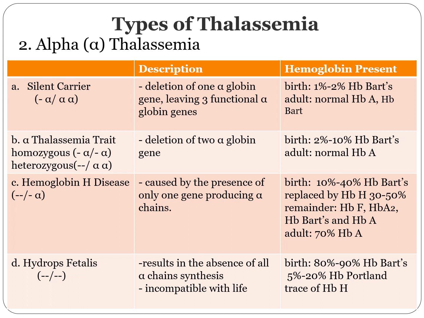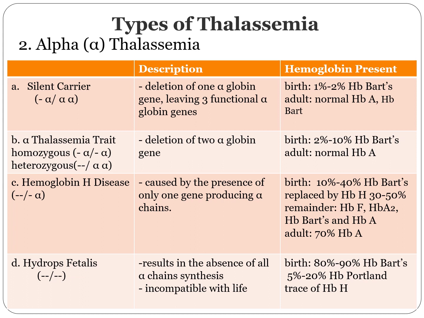Next is the alpha thalassemia. So, alpha thalassemia has 4 classifications. So, we have the silent carrier, the alpha thalassemia trait, whether that would be homozygous or heterozygous. We have also the hemoglobin H disease, and we have also the hydrops fetalis.